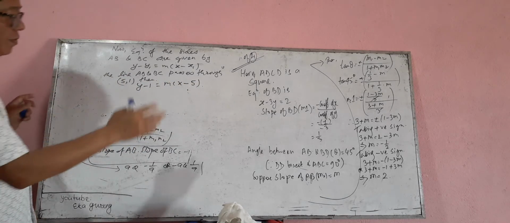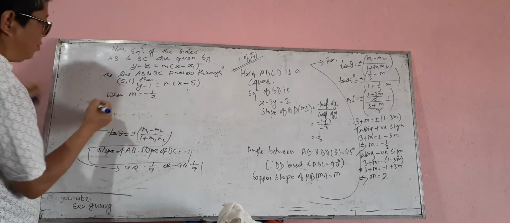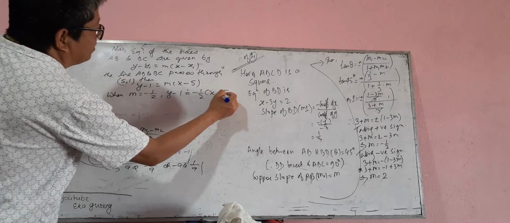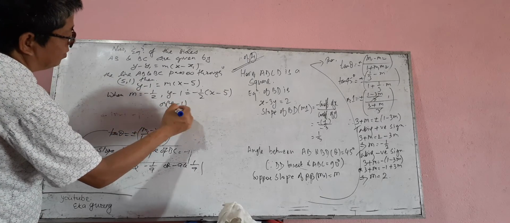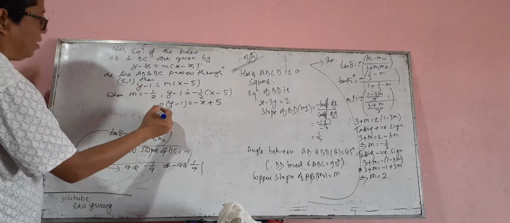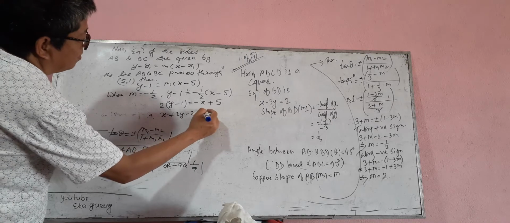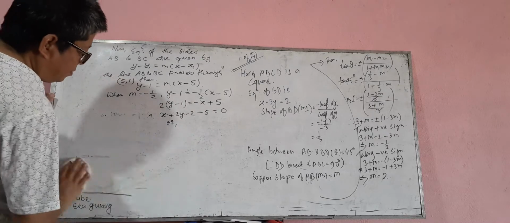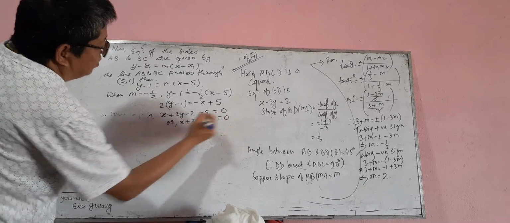Okay, now we have two values. When m equal to minus 1 by 2, y minus 1 equal to minus 1 by 2 times (x minus 5), or by cross multiplication of 2, 2(y minus 1) equal to minus x plus 5. Okay, or you can write that x plus 2y minus 2 minus 5 equal to 0, or x plus 2y minus 7 equal to 0.